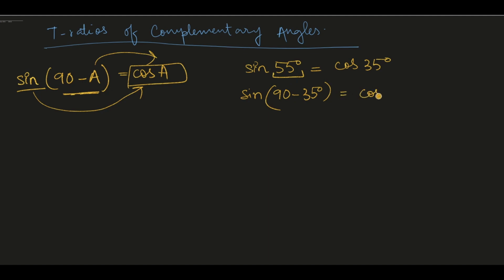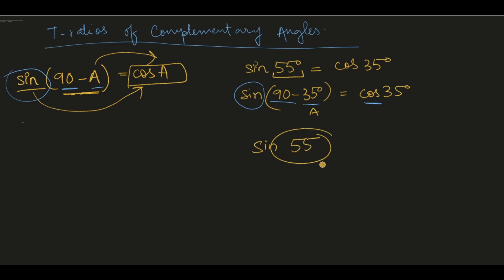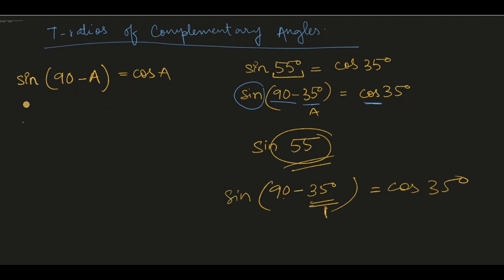So by this identity, just check this out. This is sine, this is sine. Here I've written 90 minus A, so minus 35. So here will be cos A. Just see this cos, and what is A? This A is 35. So how to think in these types of questions? The best idea to save yourself from any confusion is to think how this 55 came here. We got 55 by 90 minus 35, so this 35 becomes our A. That's all.